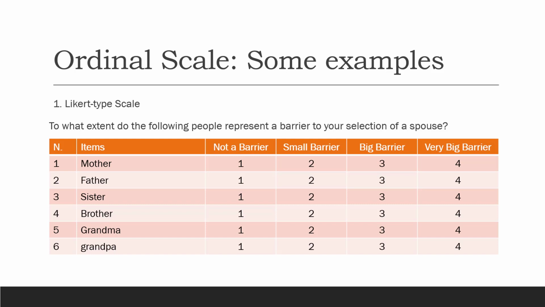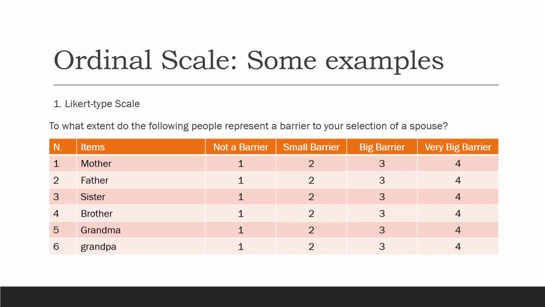The second concept is that there is an implied meaning of order, meaning that code number 1 represents little or no barrier, and code number 4 represents the biggest barrier. So if you go back to the first scale, the nominal scale, we cannot draw a parallel like this.